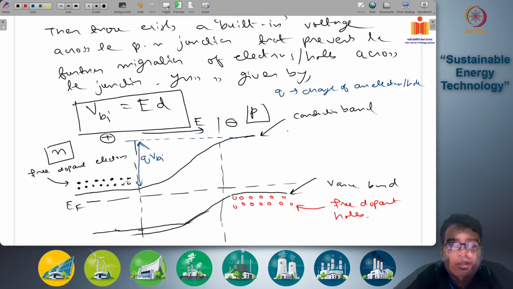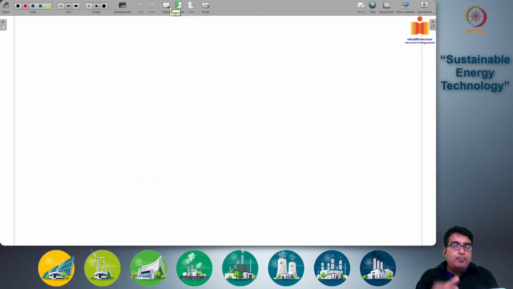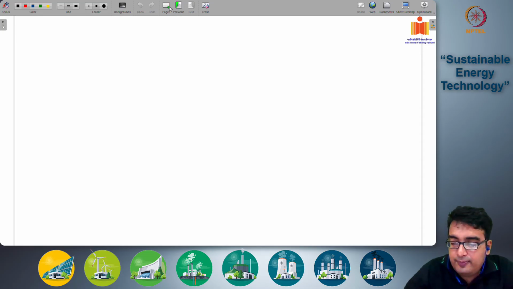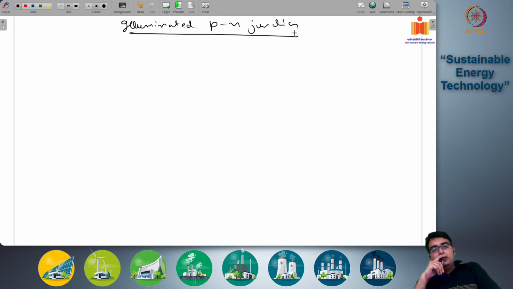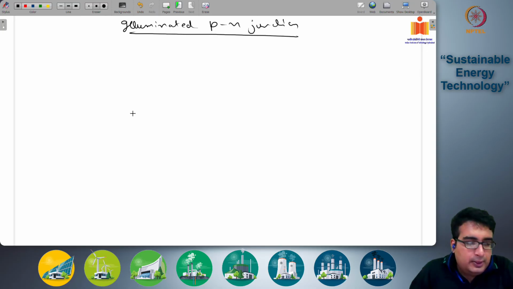Okay, so now is the most important aspect. We have looked at the p-n junction and now we will see what happens when sunlight is incident on this p-n junction. So let's see an illuminated p-n junction. Okay. So here, let us redraw this system once more.